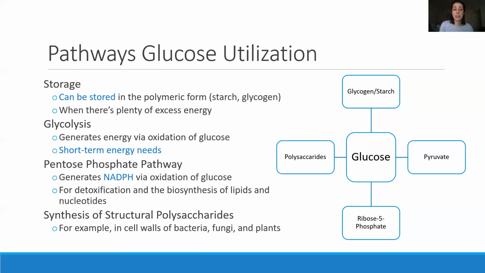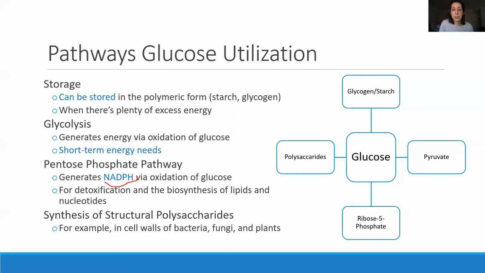Glucose utilization also feeds into the pentose phosphate pathway, which we will be touching on in the future, which is going to generate this molecule NADPH. Again, this is generated via the oxidation of glucose. And so it feeds into the pathway this way via NADPH. And this is utilized actually in lipids and nucleotides. So it's used for detoxification and biosynthesis of lipids and nucleotides. So glucose is still tangentially related to lipids and nucleotides.